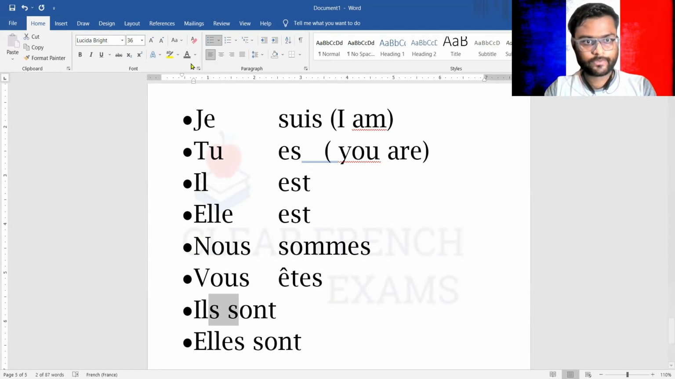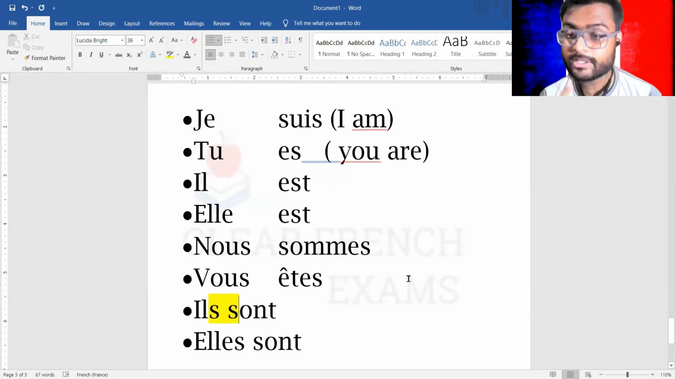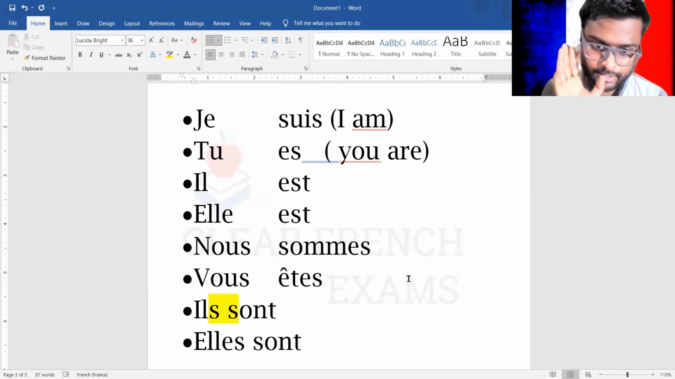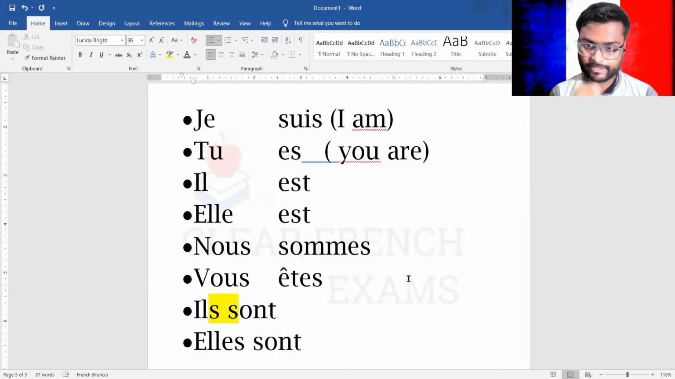When it comes to pronunciation, because see, what is the point of learning French language if you cannot speak French language? Alright, I know regular practice is important, but start in this manner. This is how I teach professionally for TCF and TEF exam. And ils sont, elles sont, they are masculine, feminine, you know the difference.